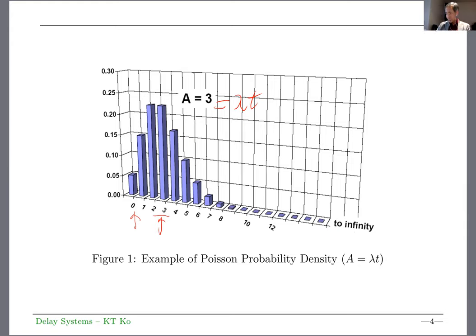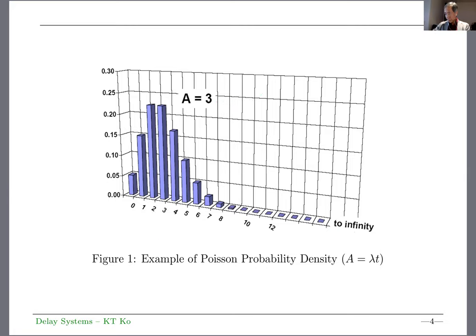It's a discrete value because you cannot have 1.5 calls, and the probability of a higher number of calls is reduced for this case of lambda t equal to 3. So that is just a graphical way for you to understand the Poisson distributions.